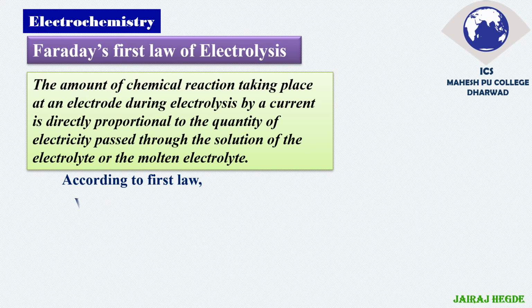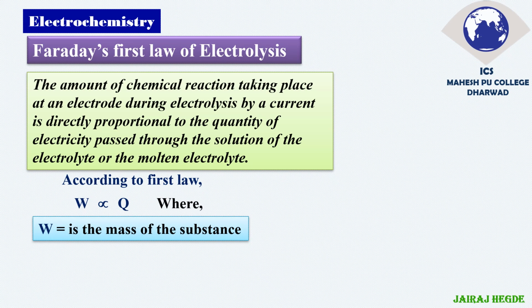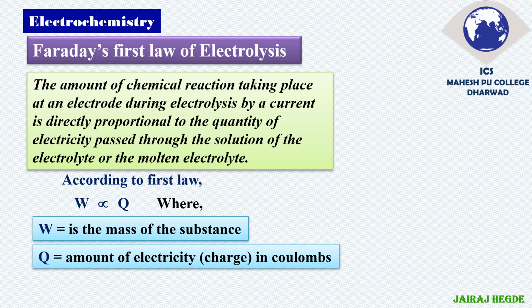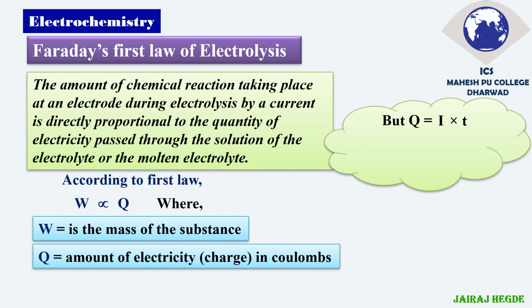So I can relate it through a simple formula. If W is the weight of the substance I have taken for decomposition and Q is the amount of electricity I have passed, W will be directly proportional to Q, where Q is the charge and W is the mass of the substance. As we already know from physics, Q is equal to I T. The amount of charge is the product of current and time, where I is the current in ampere and T is the time in seconds.